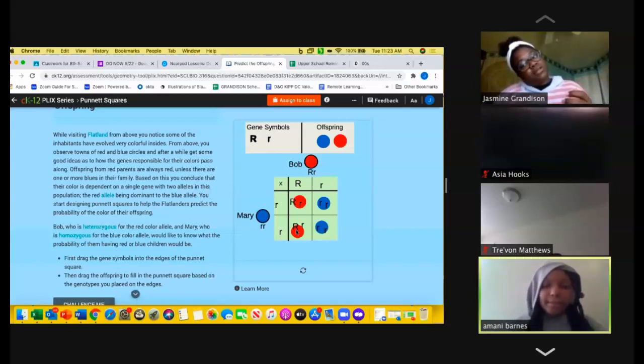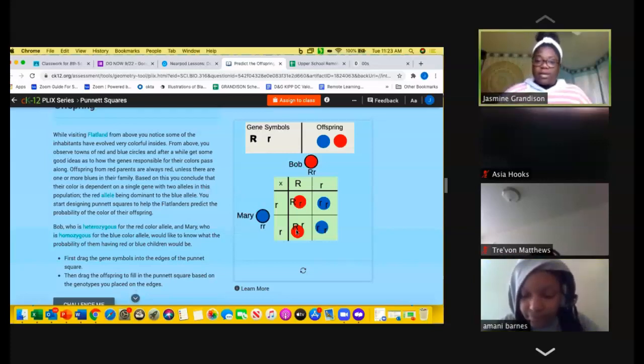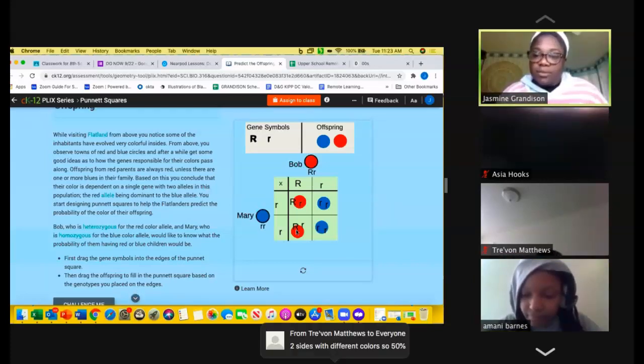50%. Good. How'd you get to 50%? Because half of 100 is 50, and there's two sides of the chart. So there's two blue and two red, which means half of 100. You just take 100% and divide it by 2, so it would be 50%. Okay, thank you. Right, Trayvon, two sides with different colors, so it's 50%.